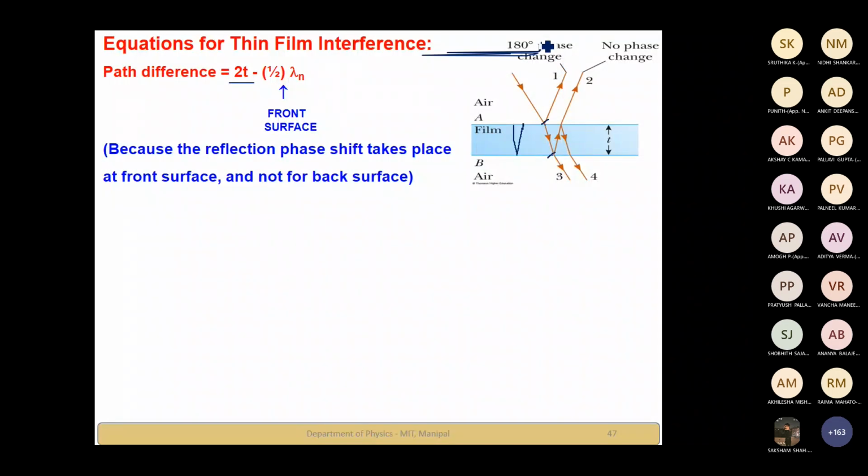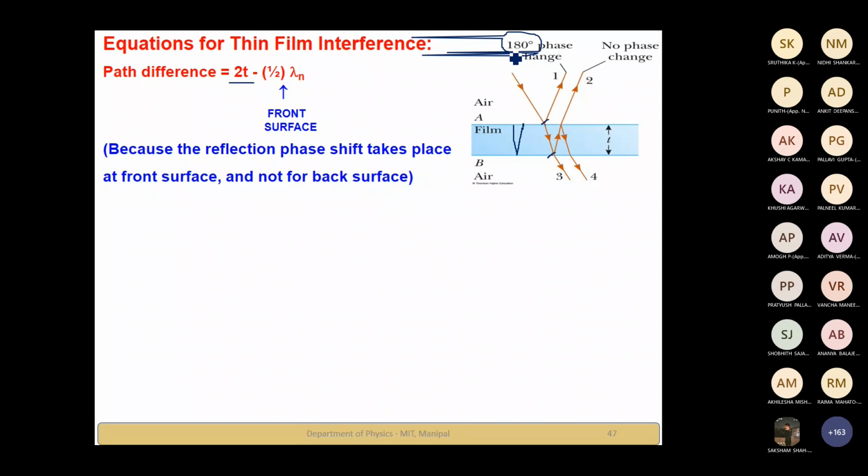You may ask, sir, suppose there are two phase changes. If there are two phase changes, you can write it as minus lambda n by 2 minus lambda n by 2. Generally, if there are two phase changes, we don't write it because it gets automatically cancelled out. You need to write it in the equation only if there is one phase change. Nothing wrong in writing the two phase changes; that is not going to alter your solution.